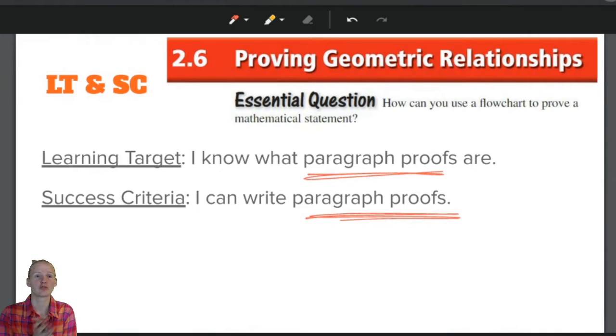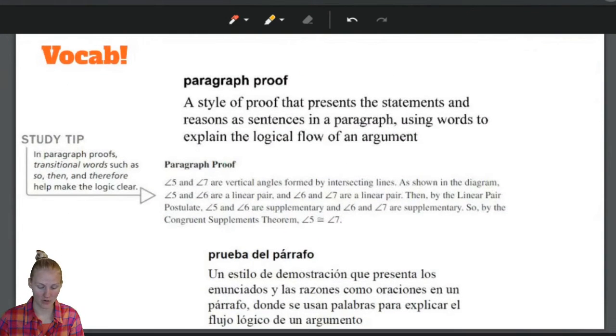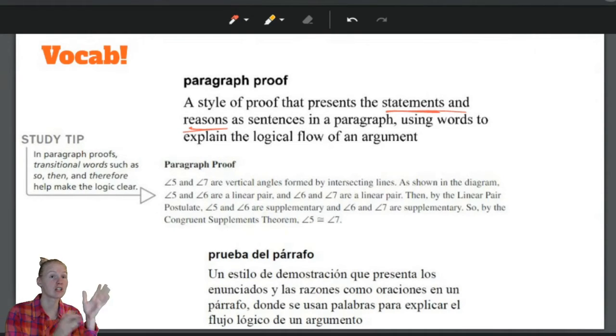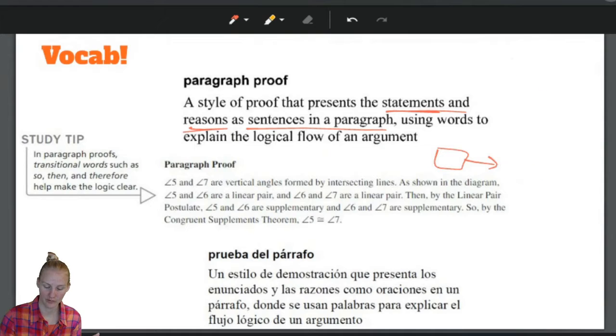Now, paragraph proofs to some people are the easiest because of what a paragraph proof is. A paragraph proof is a style of proof that presents the statements and reasons, so you still have statements and reasons, but you present them as sentences in a paragraph, using words to explain the logical flow. So instead of a T-chart, or instead of boxes with arrows, you're just writing a paragraph proof.